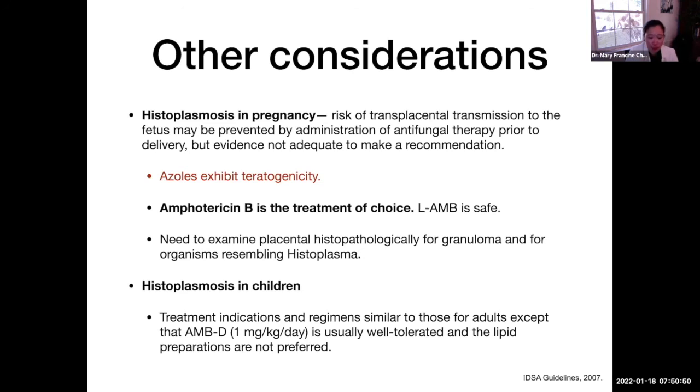And then for histoplasmosis in children, the treatment indications and regimens are similar to those for adults, except that they do recommend amphotericin B deoxycholate more than the lipid form. That usually has to do with the tolerability of the deoxycholate over the lipid form. And the deoxycholate dose is smaller. It's 1 mg/kg per day compared to adults.